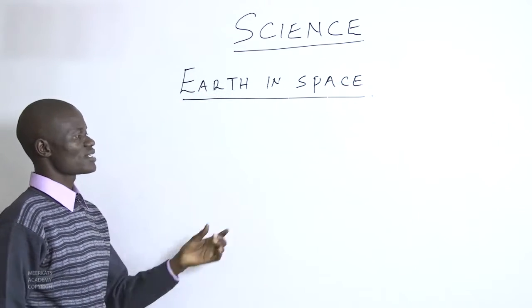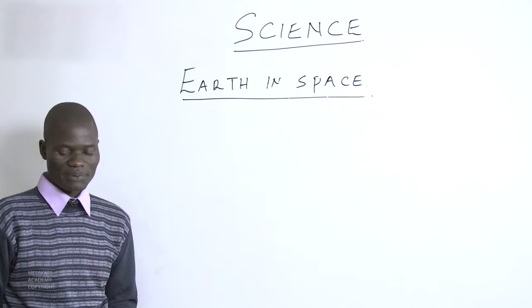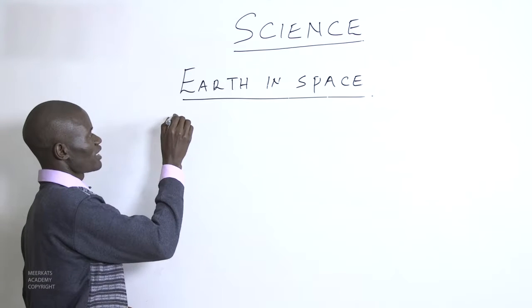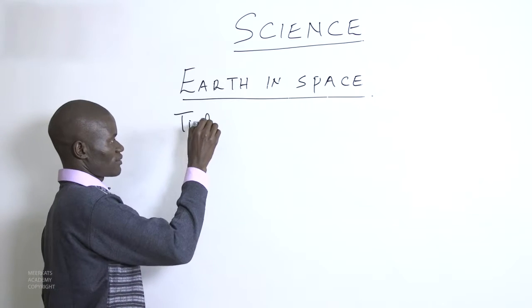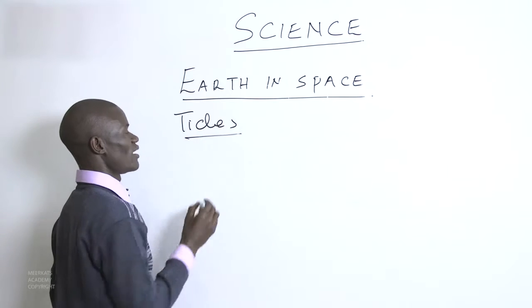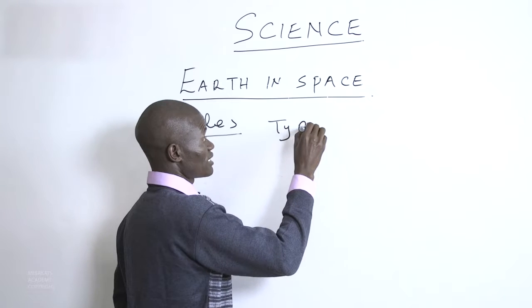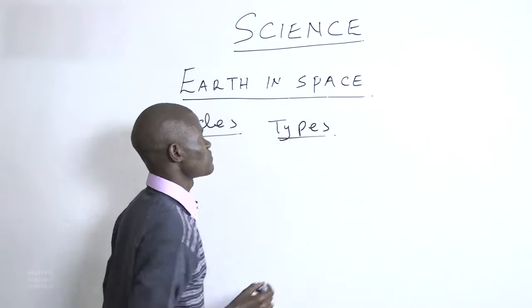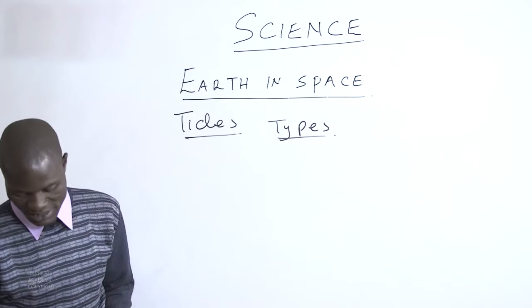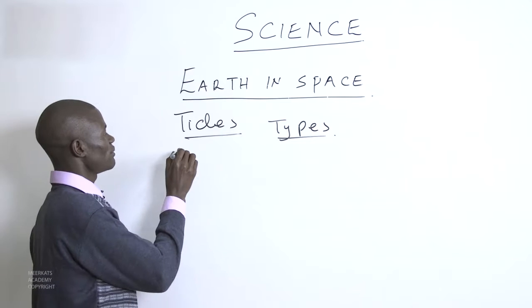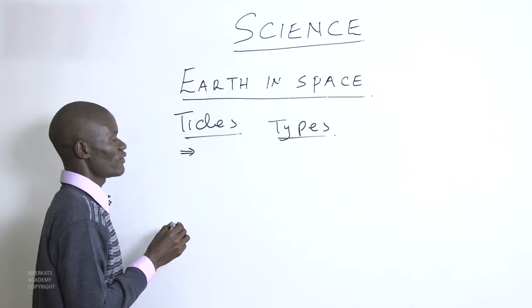Now, as the moon goes around the earth, we have been able to see it generate what we call the tides. And there are different types of tides that are generated. We'll list them and then discuss how they are formed.